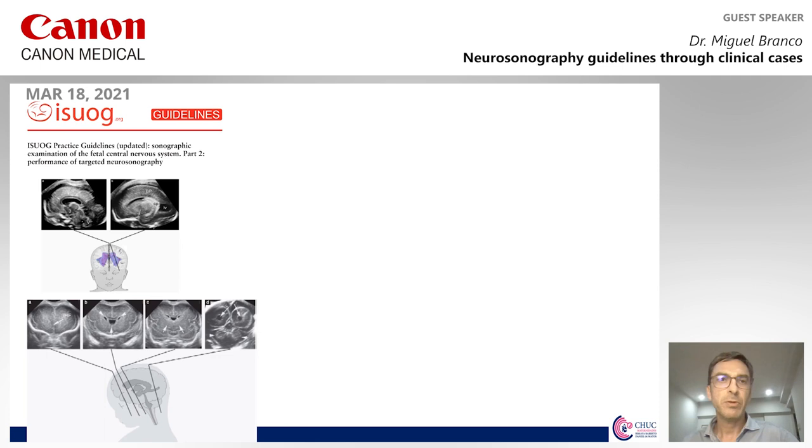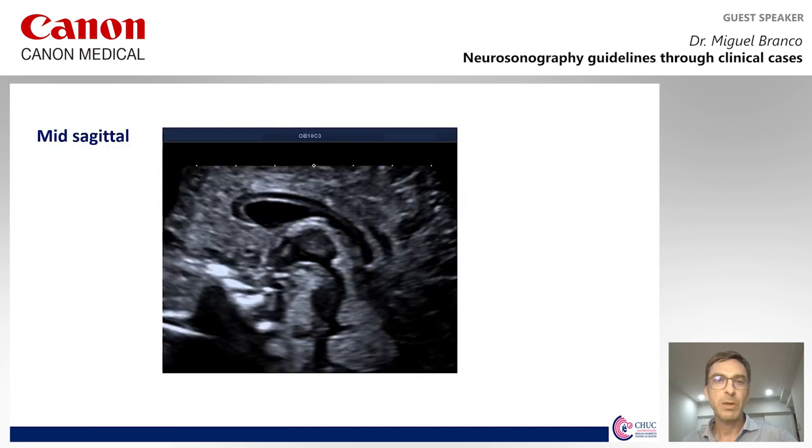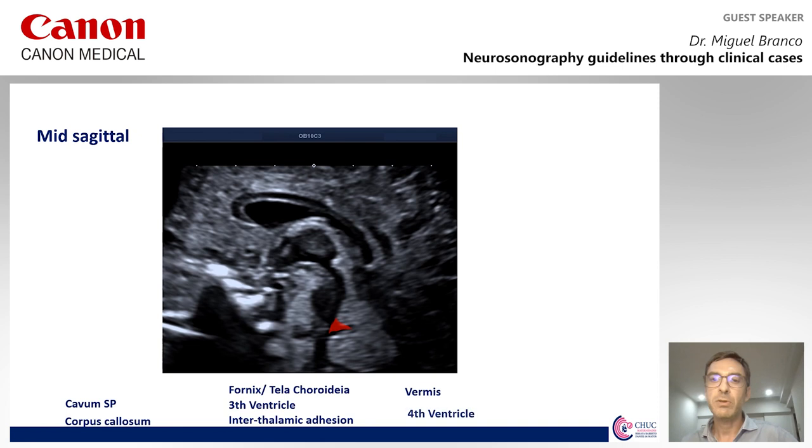The second half of these guidelines, the second part, covers the targeted neurosonography, which is the multiplanar evaluation of the brain that complements the axial evaluation. In the mid-sagittal view, we can identify the cavum septum pellucidum, the corpus callosum, the tela choroidea of the third ventricle, the intertalamic adhesion, the vermis, and the fourth ventricle.